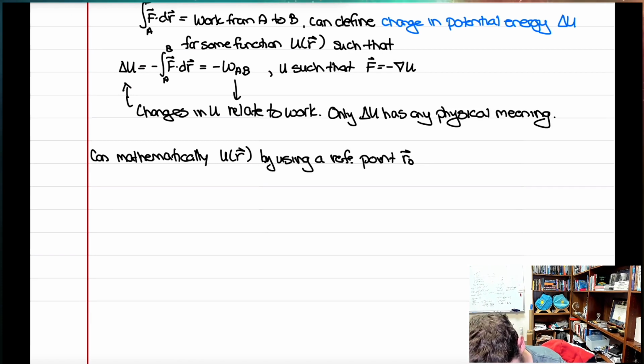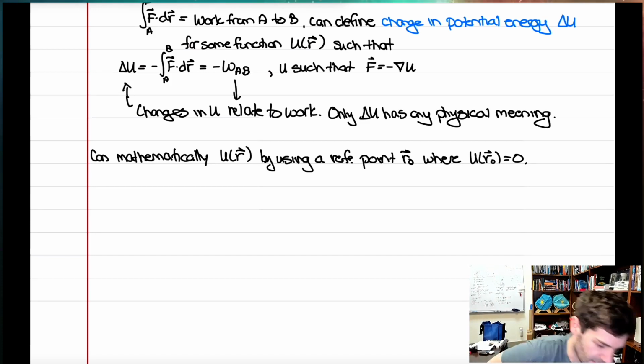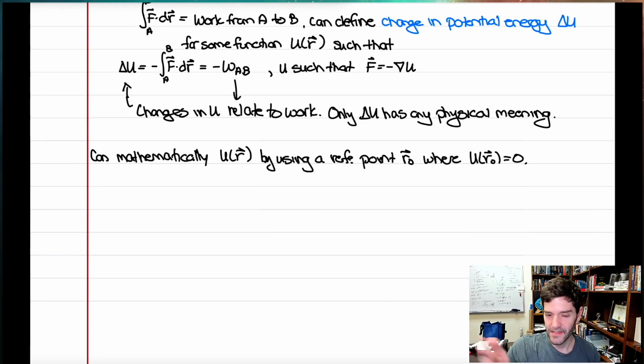R sub naught. And that R sub naught is where we're going to decide that U at R sub naught is equal to 0, which you are free to choose most of the time, as long as you don't end up dividing by 0 or something like that. So essentially, you're just marking where you're calling the potential energy 0, which can be different for everyone, because again, only changes in potential energy matter, and ultimately this has the flavor of just an arbitrary constant that is added on.